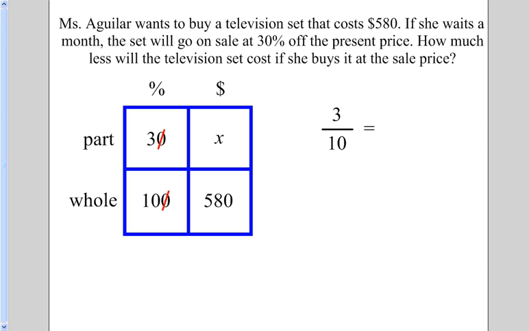So we can set up a proportion like this: 3/10 equals x over 580. And we can find out how much less that television is going to cost using cross multiplication. We take 3 and multiply it times 580. So 3 times 580. 3 times 0 is 0. 3 times 8 is 24. And 3 times 5 is 15, plus 2 is 17.